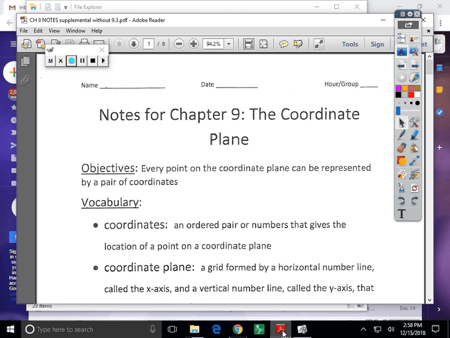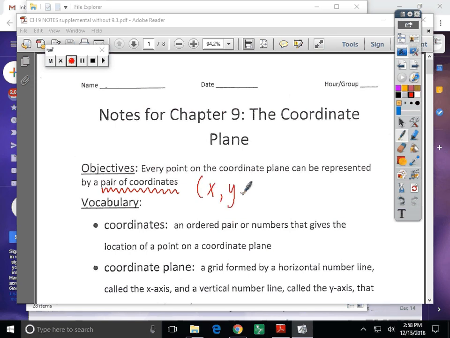This is what your Chapter 9 notes packet looks like. If you take a look, it introduces the coordinate plane and also tells us what our objectives are for this unit of study. So objectives: every point on the coordinate plane can be represented by a pair of coordinates. You're going to hear this an awful lot throughout this unit. It takes two number values, an x and a y, in order to identify a specific point on the coordinate plane. The x always comes first, the y always comes next.